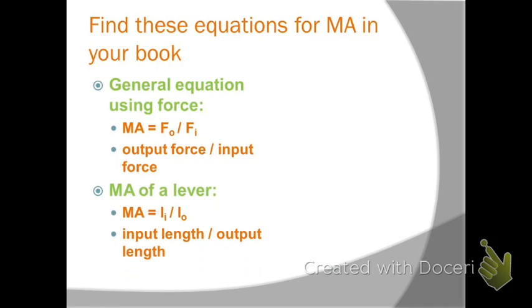The mechanical advantage of a lever if you're measuring length. I'm telling you what it says. Mechanical advantage of a lever. MA equals Li divided by Lo. Input divided by output. What do you notice about these two formulas? Right, they're backwards from each other. If you're using force, it's output divided by input. If you're using length, it's input divided by output. You have to remember they're backwards.